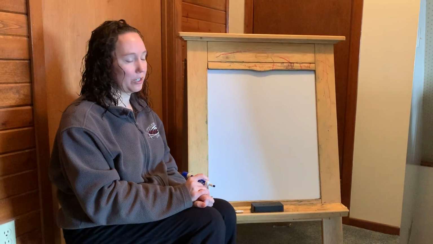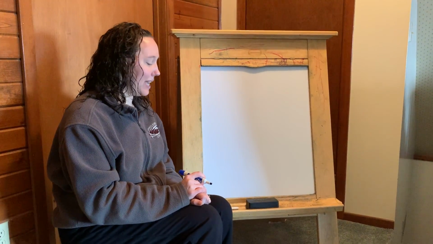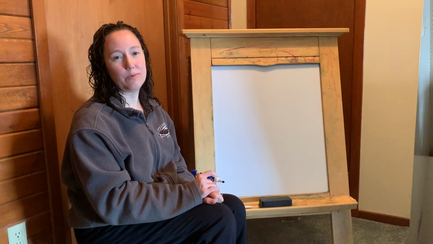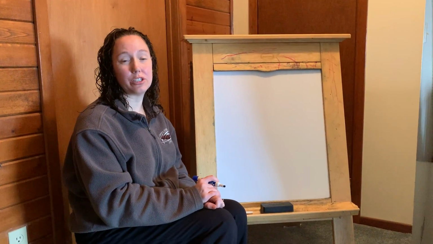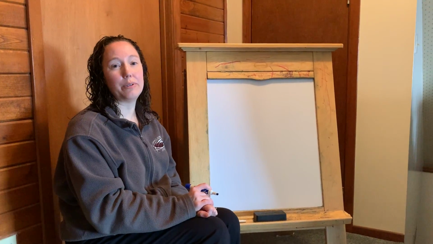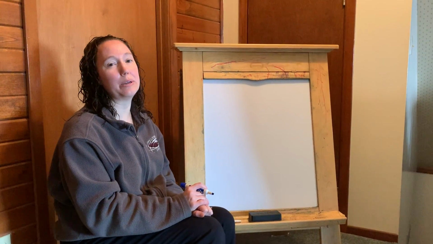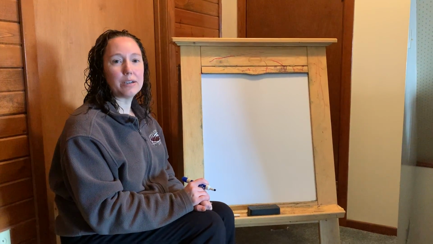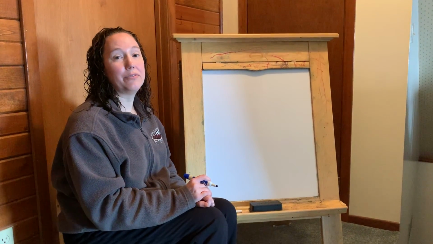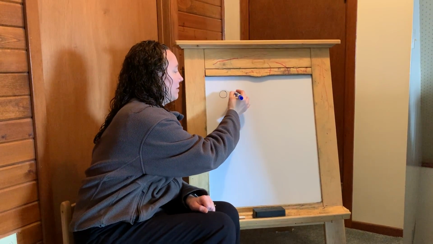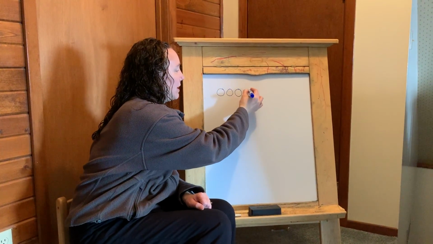Sam had 4 cookies. He ate 1 cookie. How many cookies are left? So I'm going to show you how to draw a picture to figure out a story problem. And then I'll also show you how to write an equation to go with that story problem. So the first thing we need to do is we look back in our problem and we know that Sam had 4 cookies. So we need to draw 4 cookies. 1, 2, 3, 4.